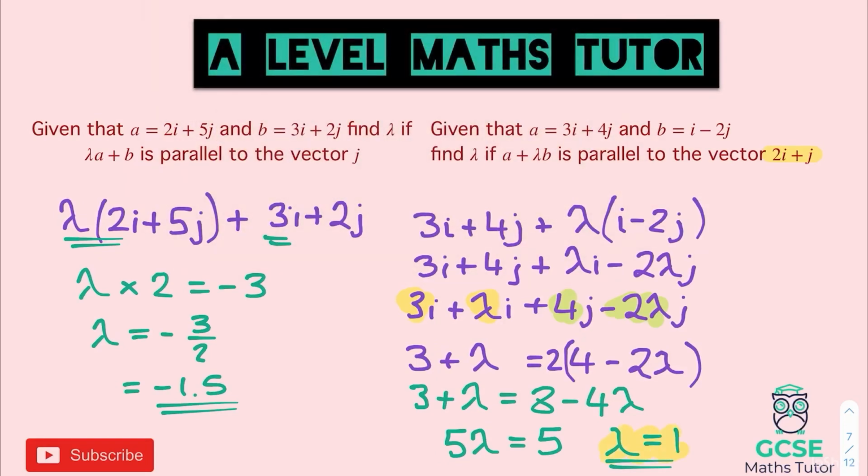And there we go. So obviously in that question there, we doubled the coefficients of j, just to make sure that we can balance them with the coefficients of i and solve our equation like we have on some of the previous questions. Right, okay, there we go. Let's have a look at our next question.